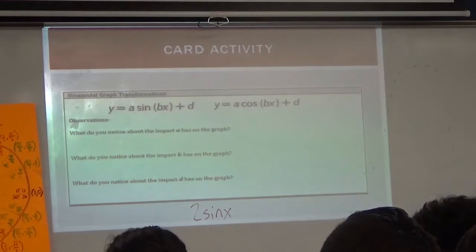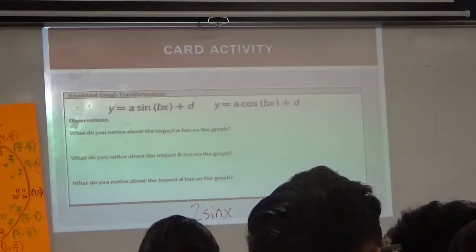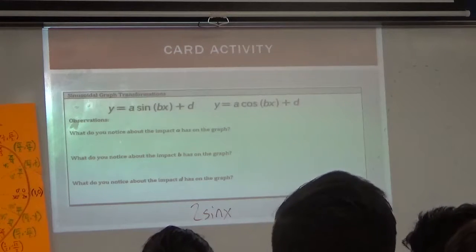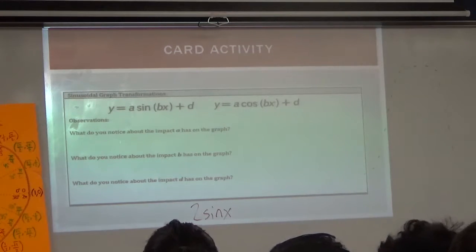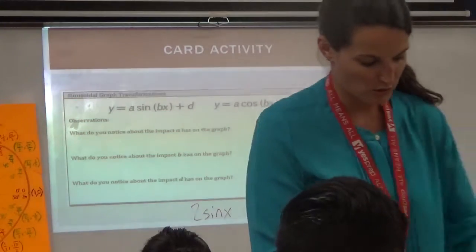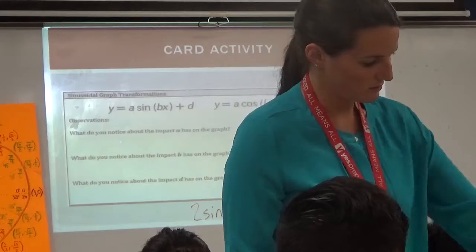So for B, B's the value inside. So right here, what impact does it have on the graph? We can say something about how often the wave repeats. So write that down, and you're going to go on to the next one. We're going to go on to part C. So write something down for B.